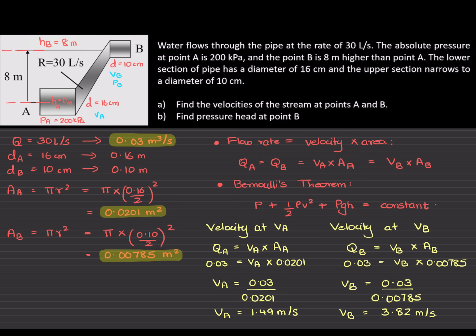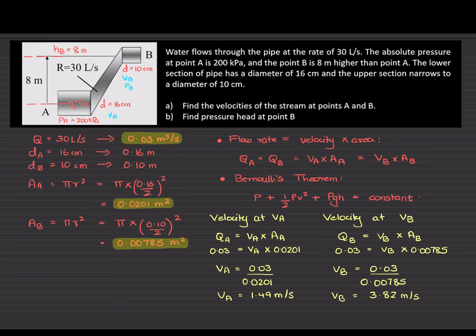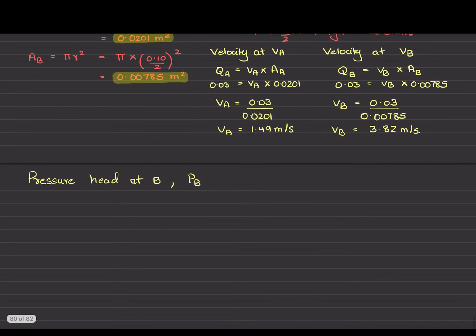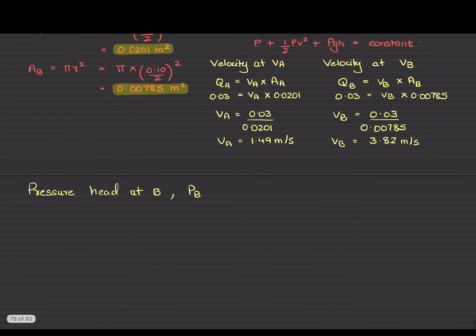Okay, now let's get into the second part of the question, which wants us to work out the pressure at point B. Bernoulli's theorem states that the total of all pressures experienced at the inlet is equal to the total at the outlet or anywhere throughout the system. So if you apply this theorem, it stays constant at any point in the system. We are going to work out the pressure at point A and point B.